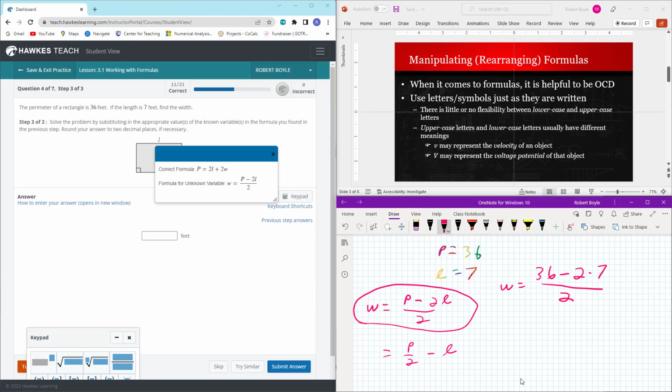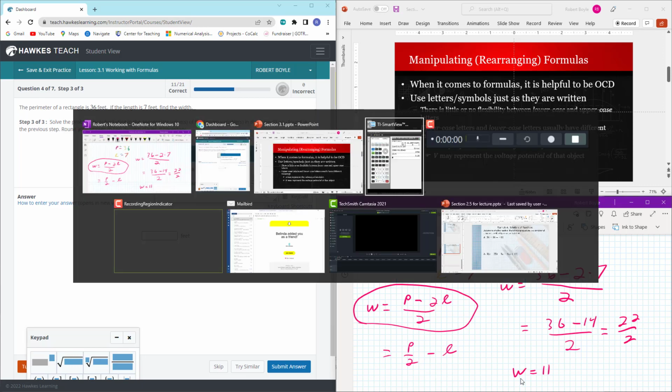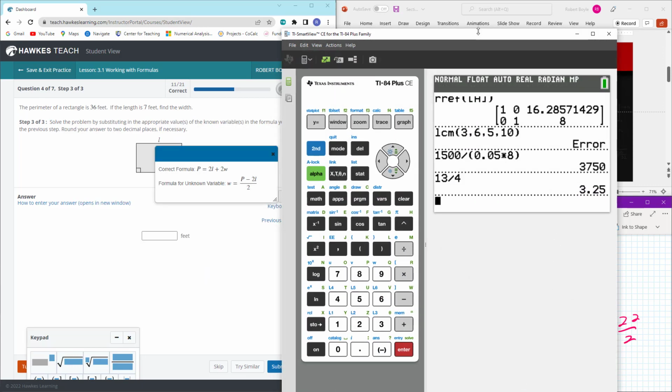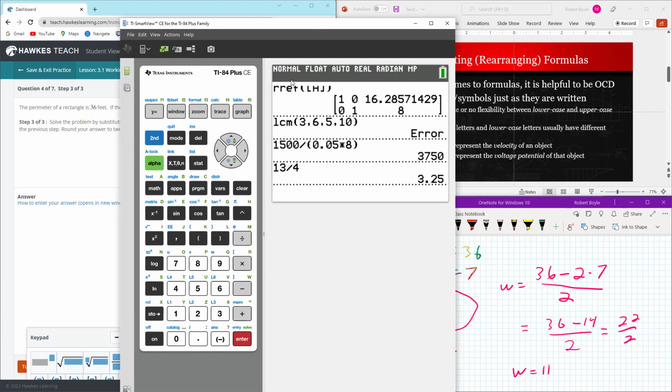Now that we can actually combine this using our order of operations, that'll be 36 minus 14 divided by 2. So this is going to be 22 divided by 2. So we should have that W is equal to 11. If we're not sure, of course, we can always use Mr. Calculator. And here is Mr. Calculator. How can we do this using Mr. Calculator? Well, we have 36.